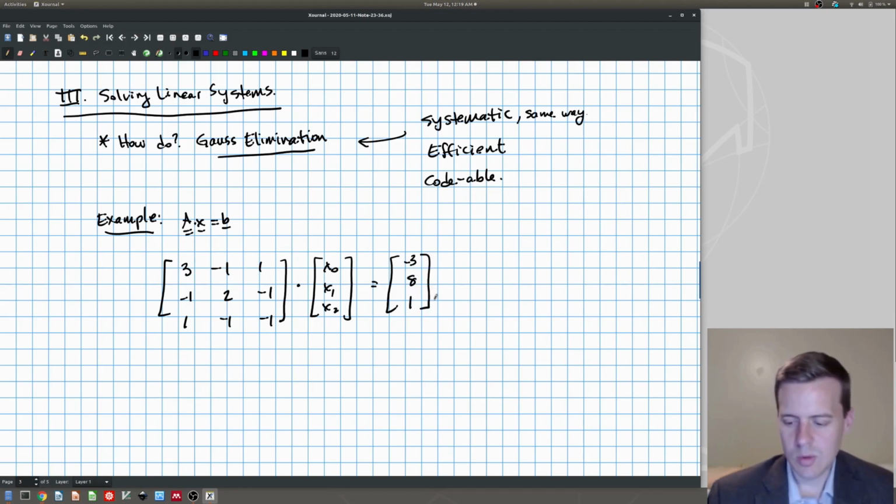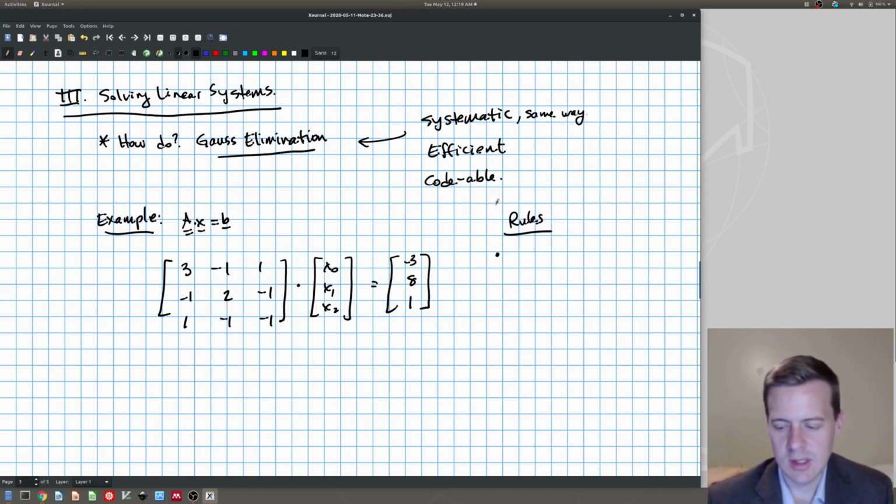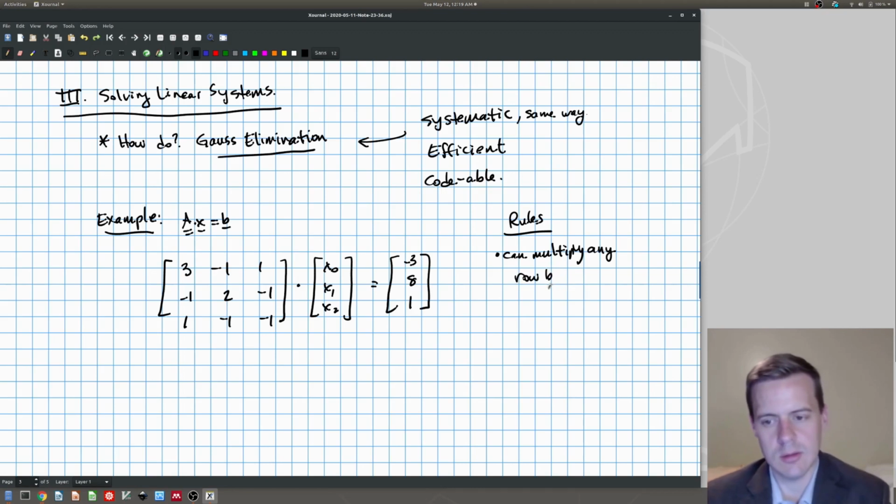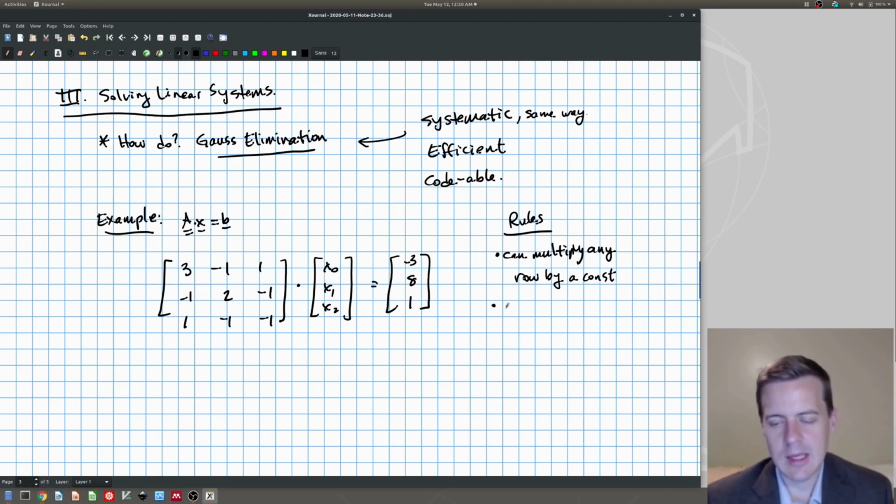So what am I allowed to do to this? Recall that there are rules for manipulating matrices. They say that I can multiply any row by a constant, and I can add rows together.